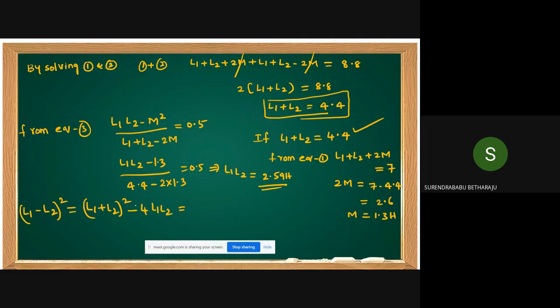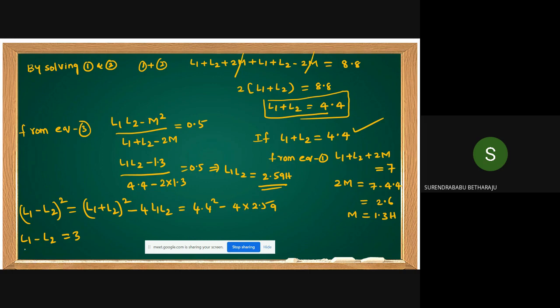L1 plus L2 is how much, students? 4.4 square, minus 4 into L1 into L2, which is 2.59. Then you can solve for L1 minus L2. What is this L1 minus L2 you can get? Can anybody answer? I think you can get L1 minus L2 as 3, no? This L1 minus L2 is 3.